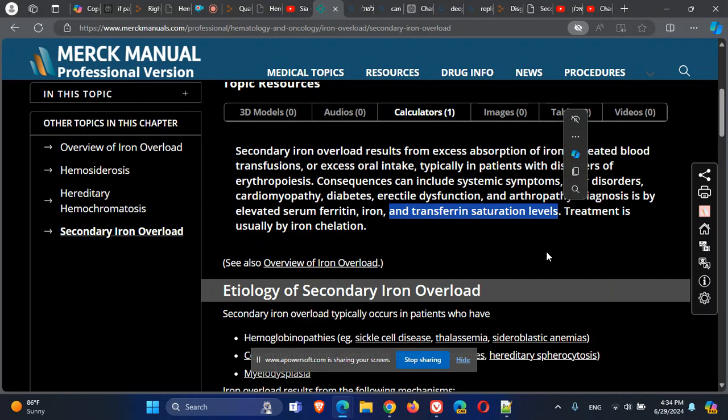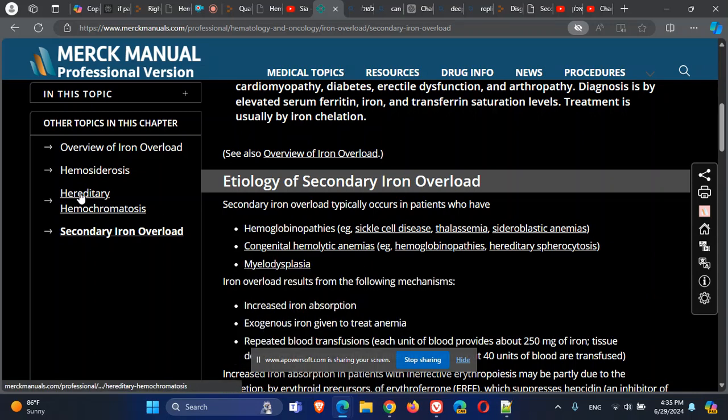Now, the treatment is by iron chelation, and the main treatment is iron chelation and not phlebotomy because those patients usually have a reason for the need for transfusions. The reason is usually low hemoglobin. So, if we treat them with phlebotomy, we will make their anemia even worse. So, the main treatment is chelation in contrast to hereditary hemochromatosis. There we can use phlebotomies, which is maybe the main treatment there.